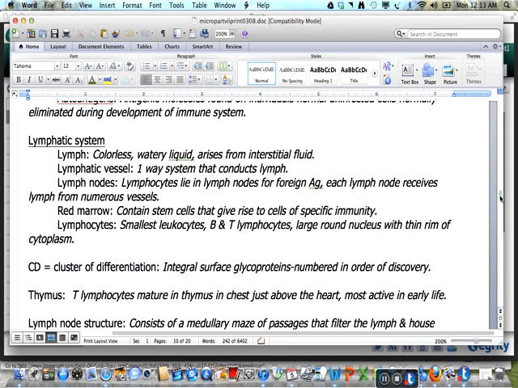The thymus is where T lymphocytes, or thymocytes, mature. It is located in the chest just above the heart. It is most active early in life and degenerates in adolescence.